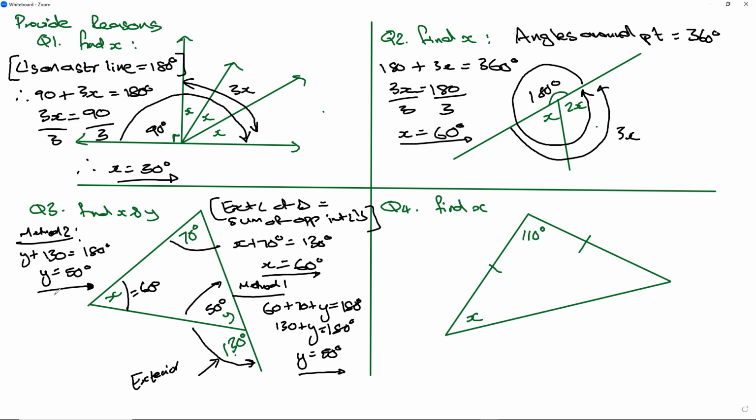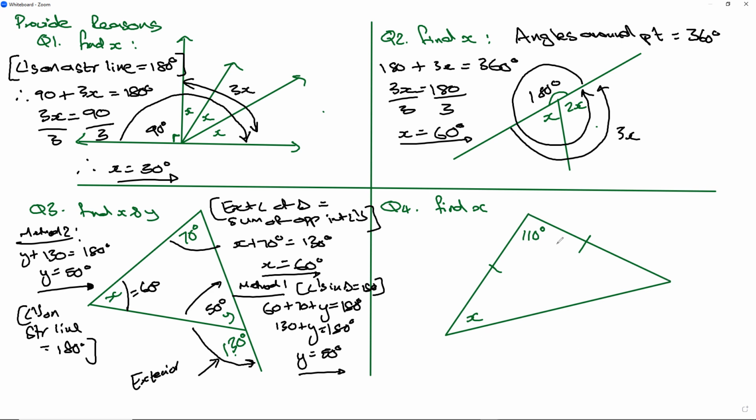So y equals 50 degrees, and the reason for this would be angles on a straight line. The first one, remember, is angles in a triangle equals 180, and this one is the same as this one, angles on a straight line equals 180 degrees, with a reason every single time.